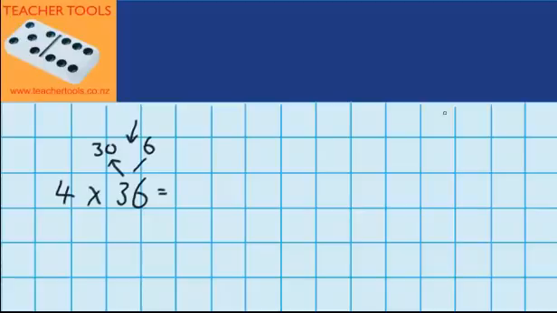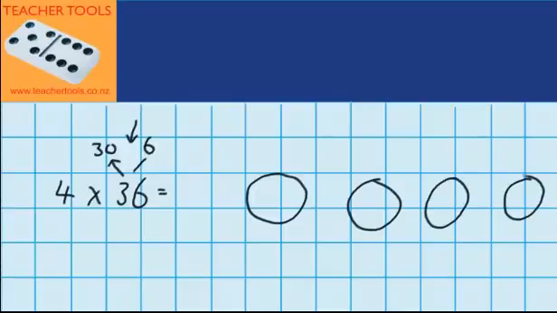So let's just draw out a picture to see what this looks like. Well, I've still got 4 groups, so I'm going to draw out my 4 groups, except rather than writing 36 in it, I'm going to write it as 30 and 6. 30 and 6, and 30 and 6, and 30 and 6. So you can see I've still got the same amount in each group, I've just split it up. So now we're going to work this out in 2 parts.